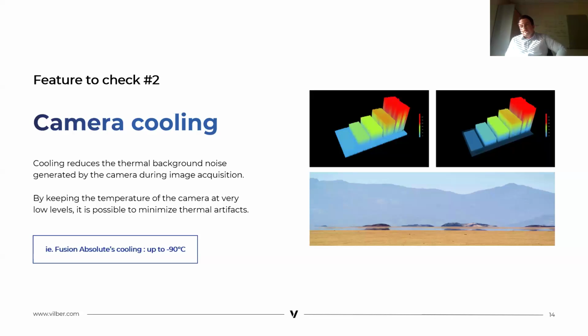That's why the camera cooling is very important, because it helps to reduce thermal background noise during image acquisition by keeping the camera at a very, very low temperature, and that can minimize thermal artifacts and get cleaner images. With the Fusion Absolute, it's possible to cool the camera down to minus 90 degrees Celsius.